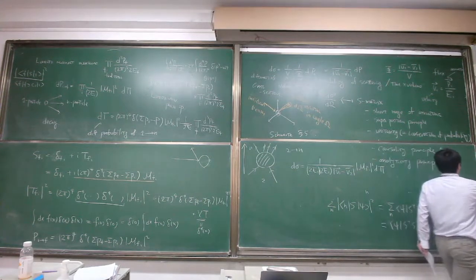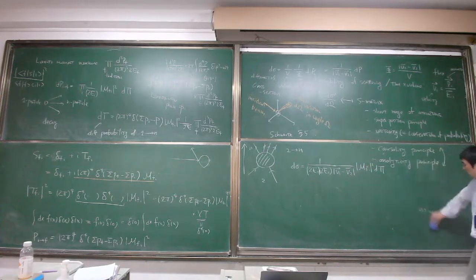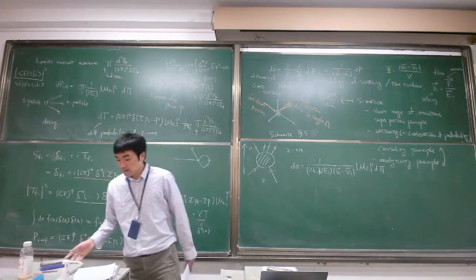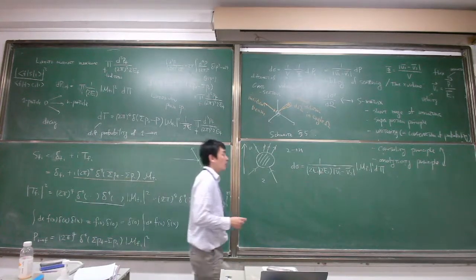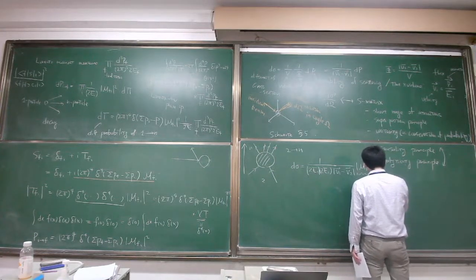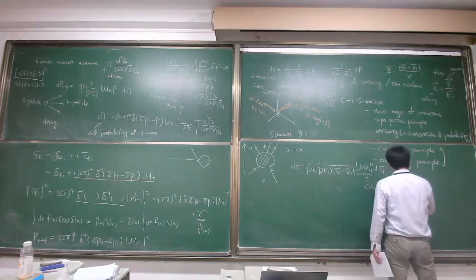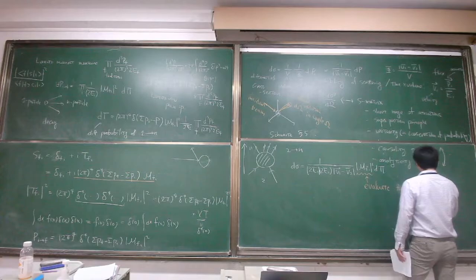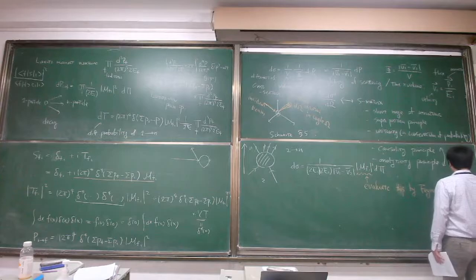So that is the general form of the differential cross section, and from the next lecture we will evaluate this by the Feynman diagram technique.